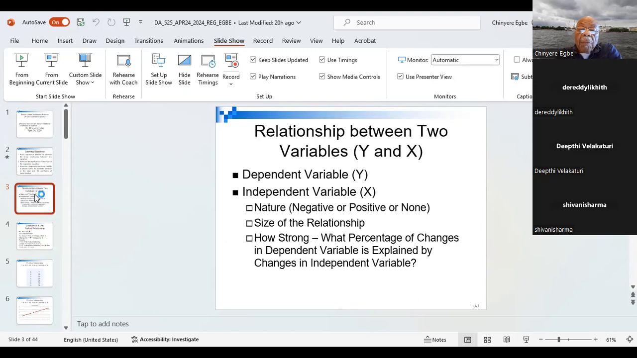All right, so once we ask ourselves the nature of the relationship, then the question is, what is the size of the relationship? For example, we think about consumption. Now, consumption expenditure of an individual depends.